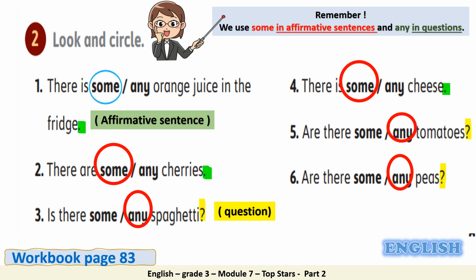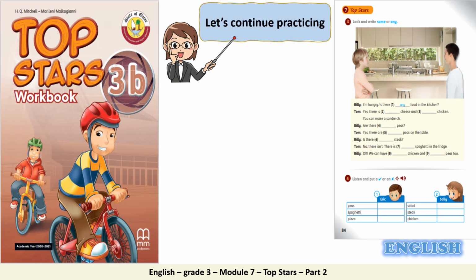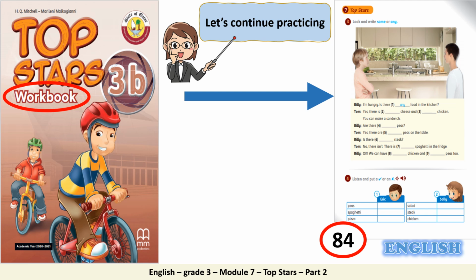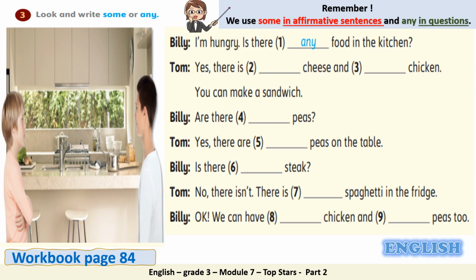Very good. Let's continue practicing. Open your workbook, page 84, activity 3. In this activity, you are going to look and write some or any. Just remember, we use some in affirmative sentences and any in questions. Number 1 is done for you. I'm hungry. Is there any food in the kitchen? Now, pause the video and try to answer correctly.